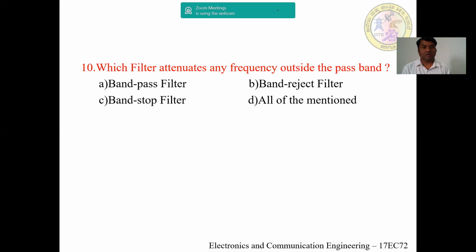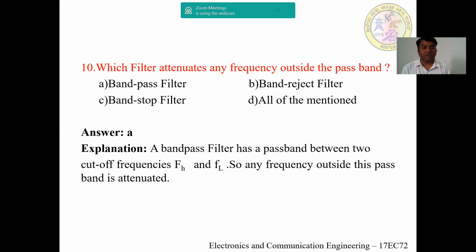Which filter attenuates any frequencies outside the pass band? Band pass, band reject, band stop, all of the mentioned. The answer is A, band pass filter. A band pass filter has a pass band between two cutoff frequencies, FH and FL, so any frequency outside this pass band is attenuated.